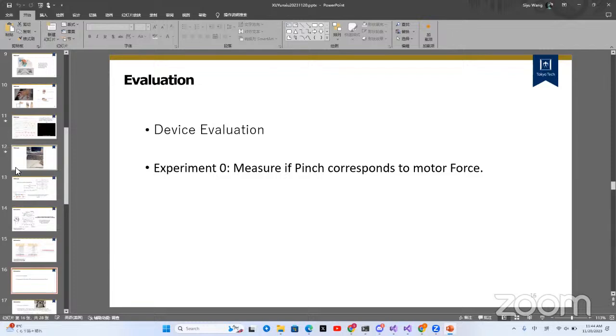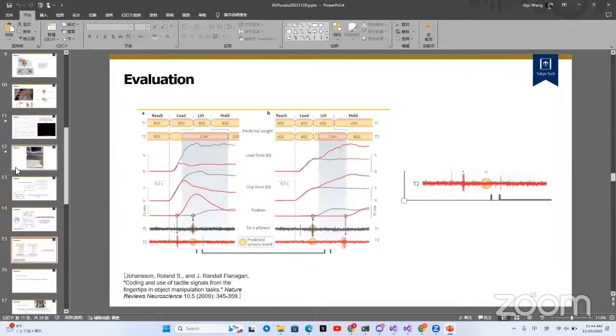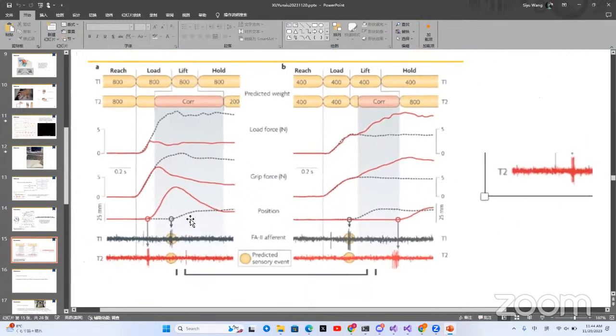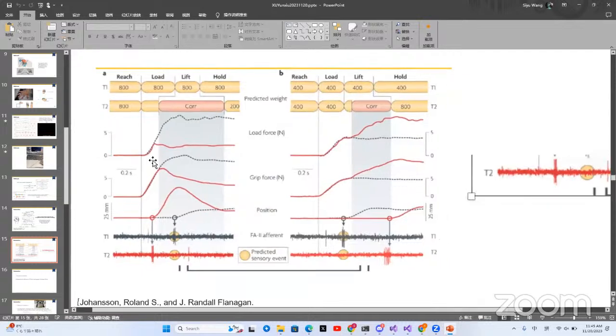So could you explain again the previous slide? This one. You cannot understand the figure. Okay, I will introduce all of this figure, but maybe not all of it is related to my research. You can see there are two kinds of curve, the gray one and the red one. And also you can see the predicted sensation event. This one is very important.